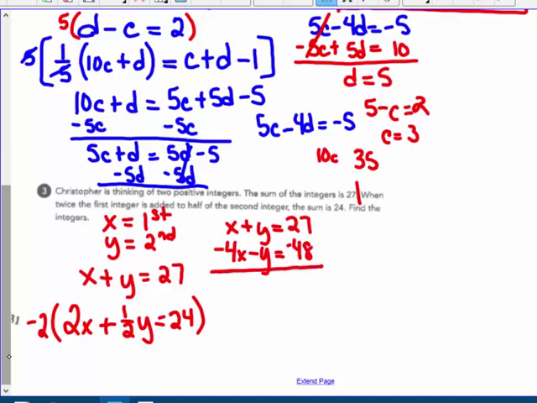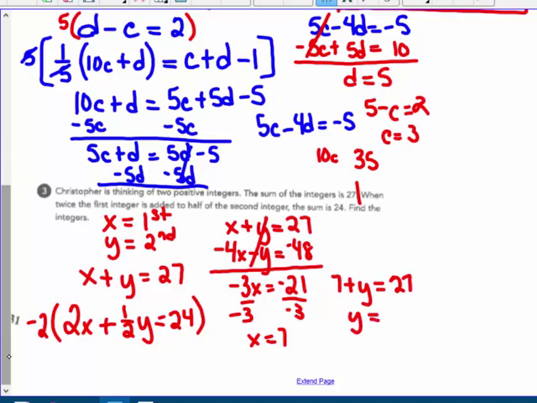Oh, that's okay, because my variable is negative and my negative 48 and positive 27. 48 take away 27 is going to give you negative 21. Oops, negative 3x, not negative 4x there. Negative 4 plus a 1 gives you a negative 3x. Dividing by negative 3, careful there, x has to equal 7. Well, if x is 7, 7 plus what number y equals 27? Well, that's easy. Y has to equal 20.